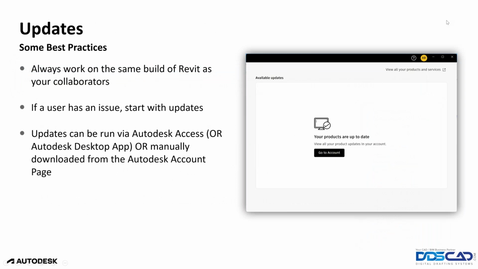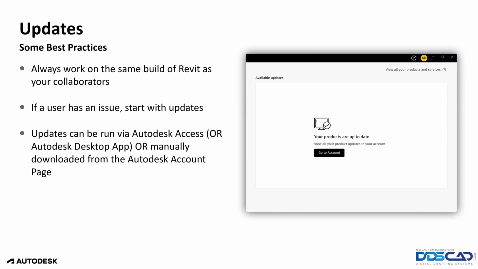All right, so updates. Updates are important. Typically, what we would always recommend is to be on the same build of Revit as your collaborators. The reason for this is because from one Revit build to another, little things may change, but it could throw wrenches into your productivity.